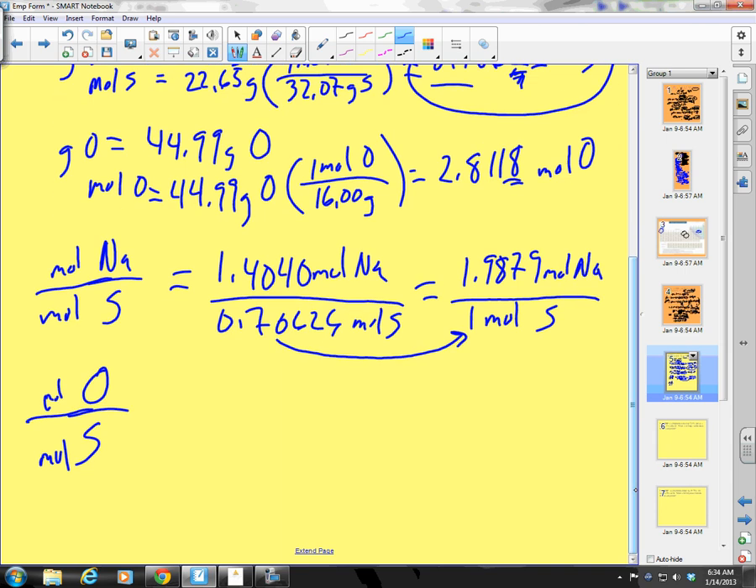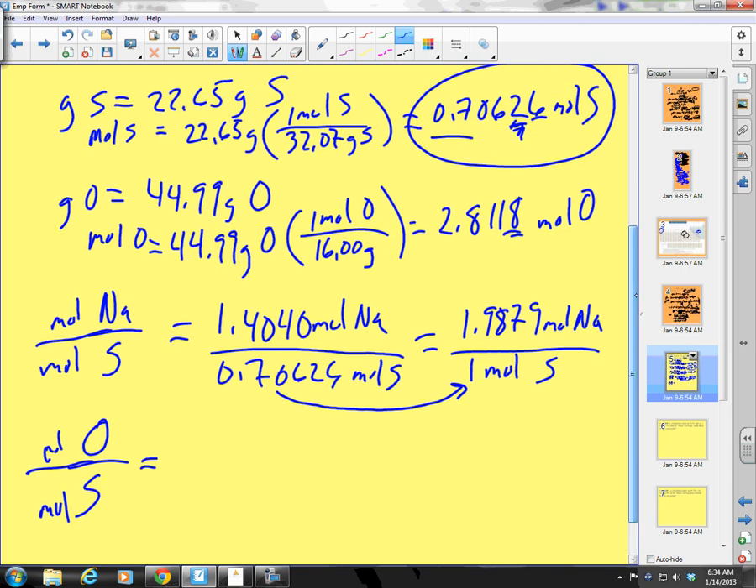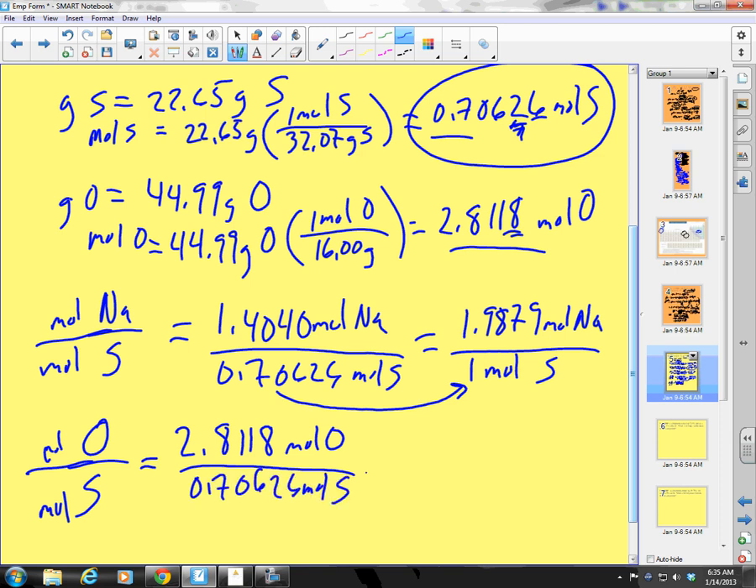Cool. Now what about here? I have moles of oxygen. Where are my moles of oxygen? 2.8118 moles of oxygen per what? Well, I have to use my sulfur again, 0.70626 moles of sulfur. Good. So 2.8118 divided by 0.7062. And what do I get? 3.9815 moles of oxygen per 1 mole of sulfur.